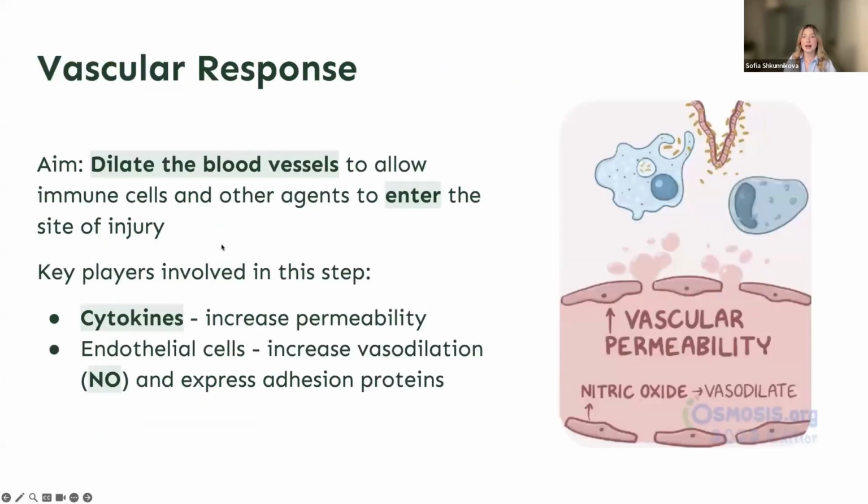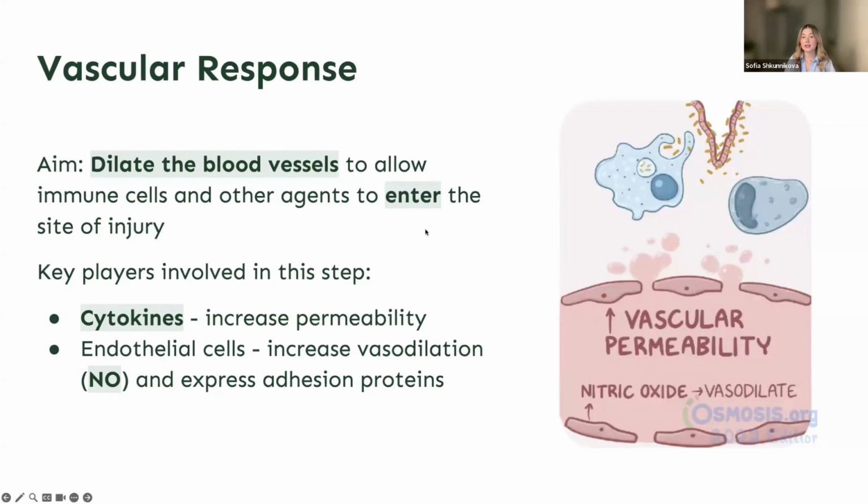Now, the next step is the vascular response. And why is this important? It's important because the aim is to dilate the blood vessels to allow other immune cells from the periphery of our body to get to the injury site and to enter it in order to help clean it up. So the key players involved in this step are obviously cytokines, which increase vascular permeability, which is just a very fancy way of saying it allows for more space between endothelial cells within our blood vessel walls. And this will allow the other cells from the periphery to enter the injury site.